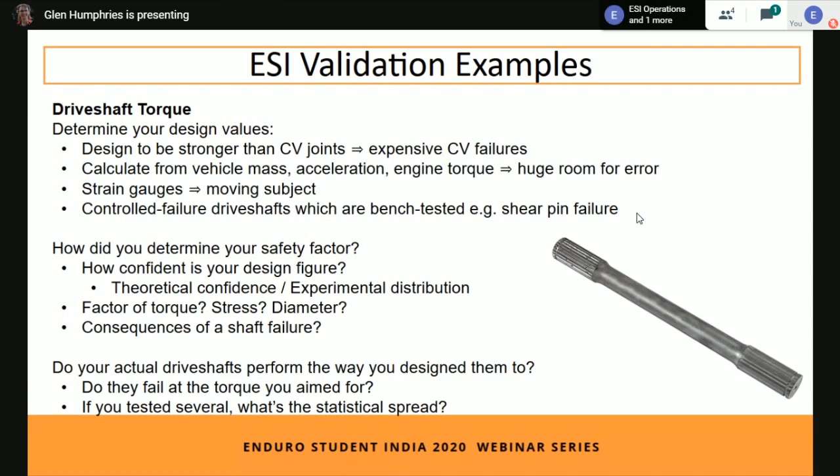Okay, option number 3, strain gauges on a moving subject. Good luck, all the best. I would love to see it if someone can do it.